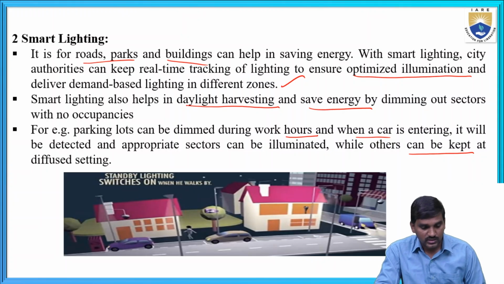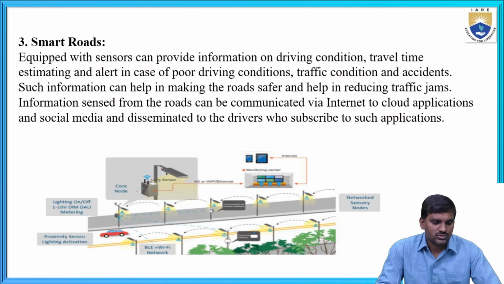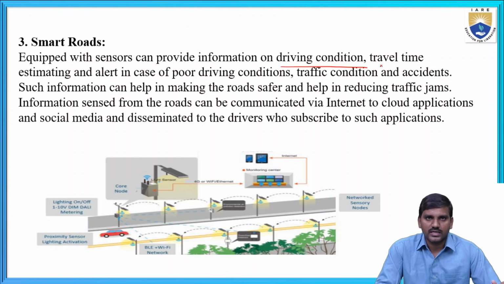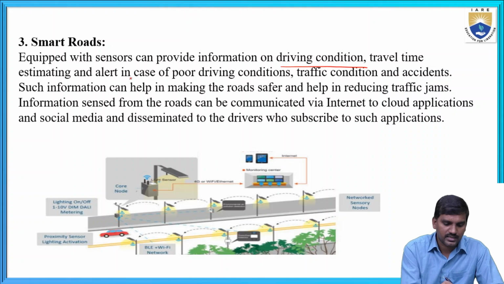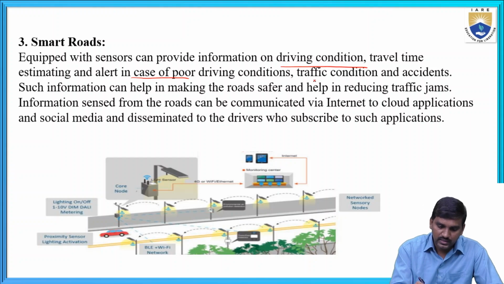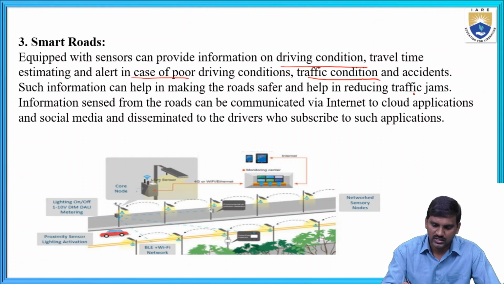That is under cities. Next, the third one, smart roads. Smart roads are also one of the major things in IoT. Equipped with sensors, they can provide information on driving condition, travel time, and estimating alerts in case of poor driving condition. That is the use of smart roads with traffic conditions and accidents. Such information can help in making the roads safer and help in reducing traffic jams.